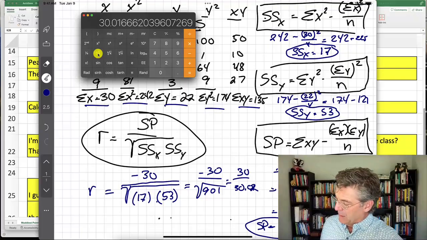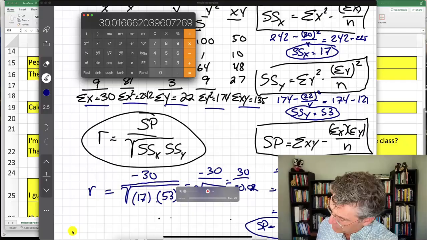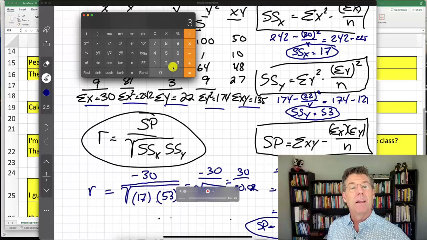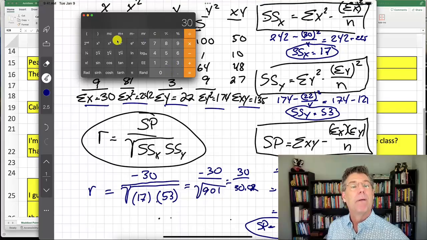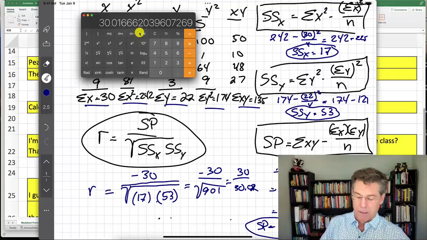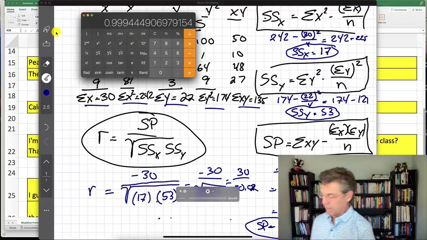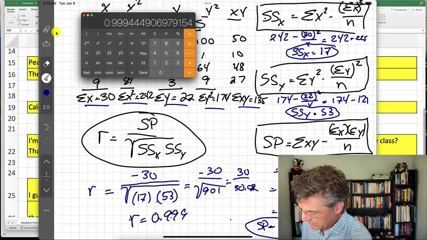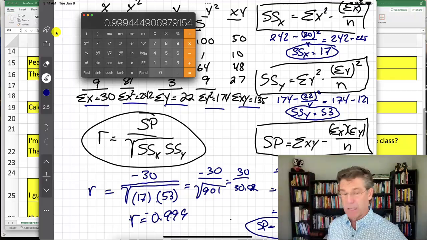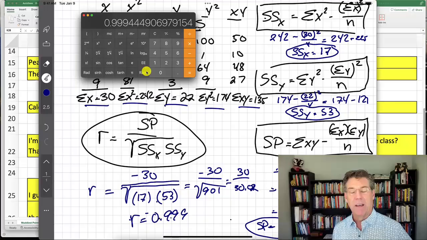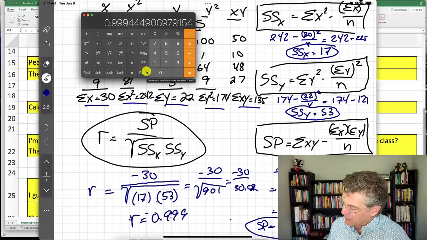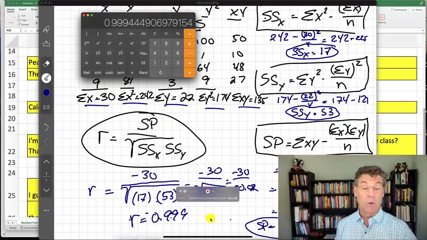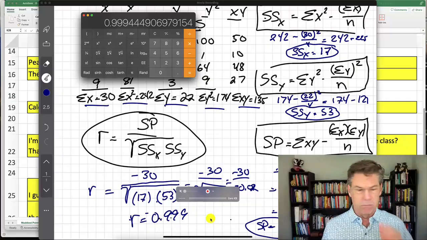Okay. Now, if we run this through and just divide, so now we're going to save that and then take 30 and divide by that one. We get a correlation of 0.999. It's a negative 0.999, because technically it should have been negative 30 divided by that. You always want to make sure you keep those signs here. Once the sum of products is negative, you're going to have a negative correlation. So that's a really high correlation.